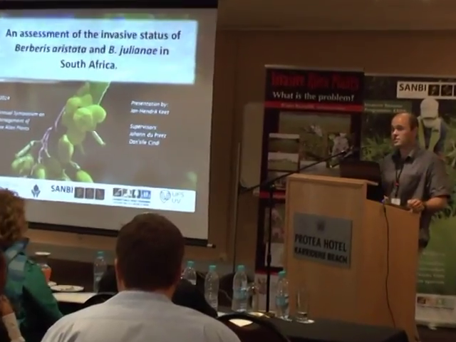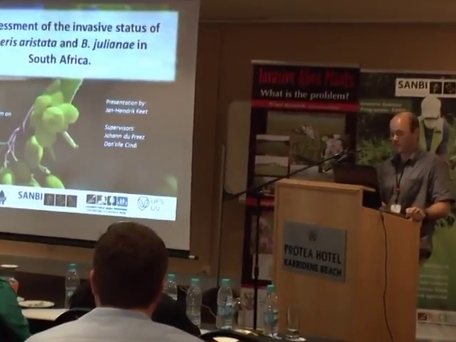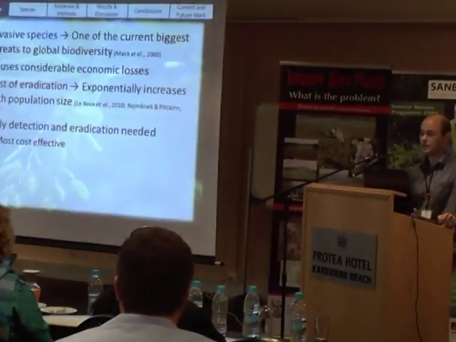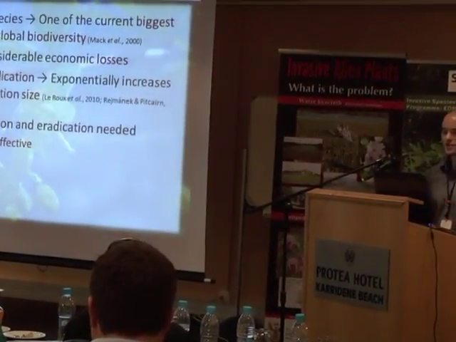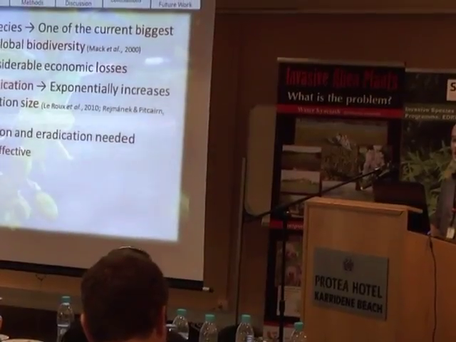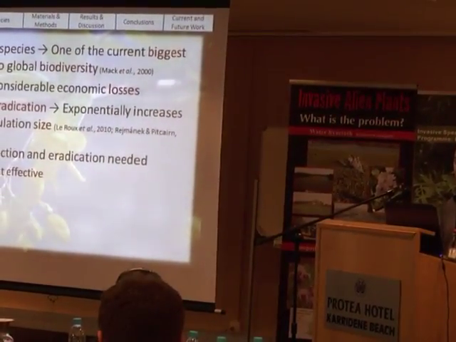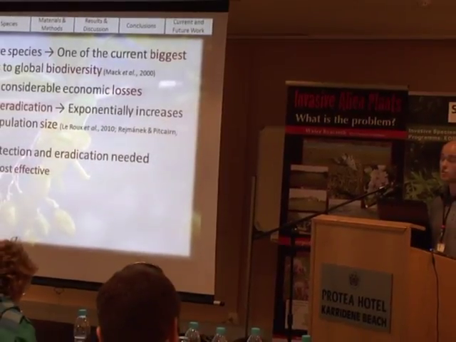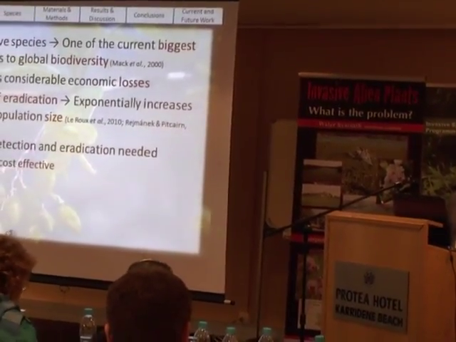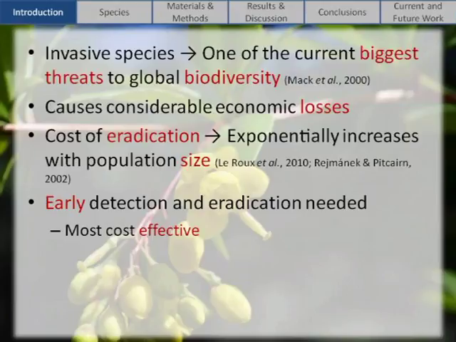So what I'll be presenting to you forms part of my results for my MSc study on the species of Berberis. Okay, so there's no need for me to explain any invasive terms to you. We all know, or the majority of you know already, that they are one of the biggest threats to biodiversity and that they cause considerable economic losses. So the cost of eradication, seeing that it exponentially increases with population size, early detection and eradication is needed and is definitely the most cost effective.